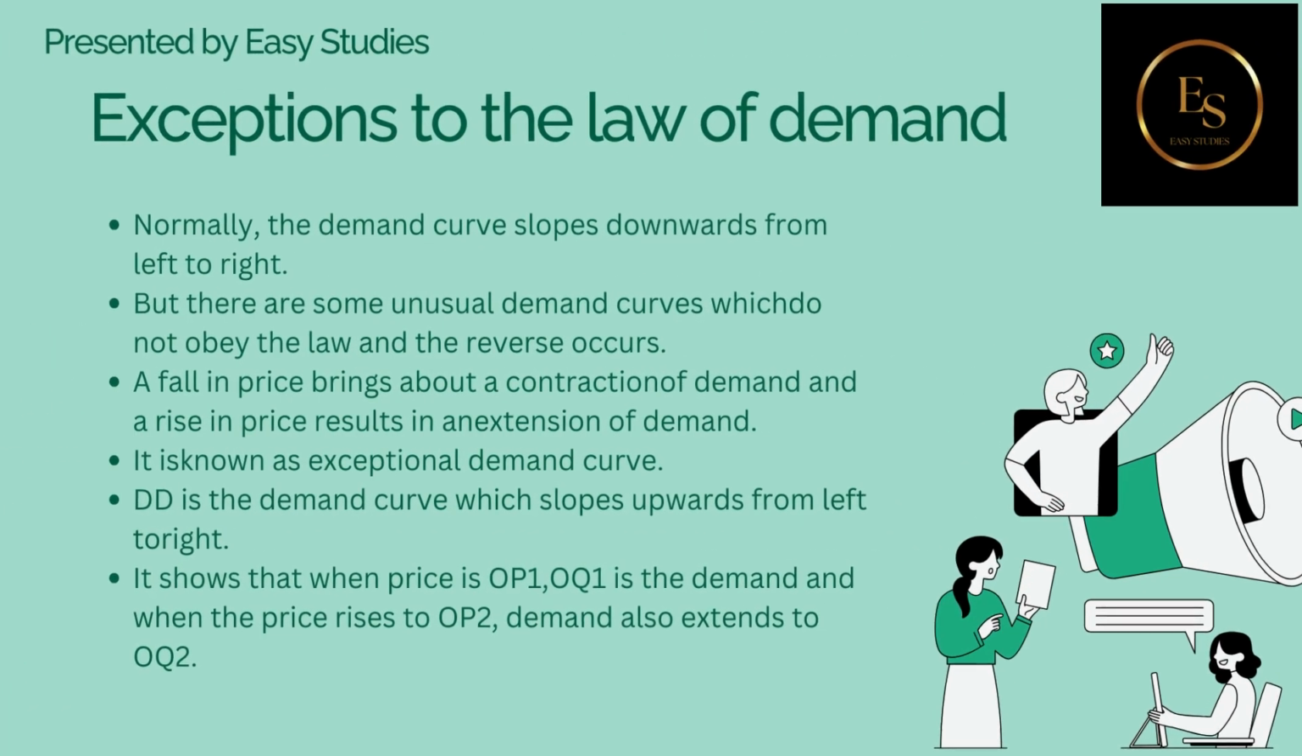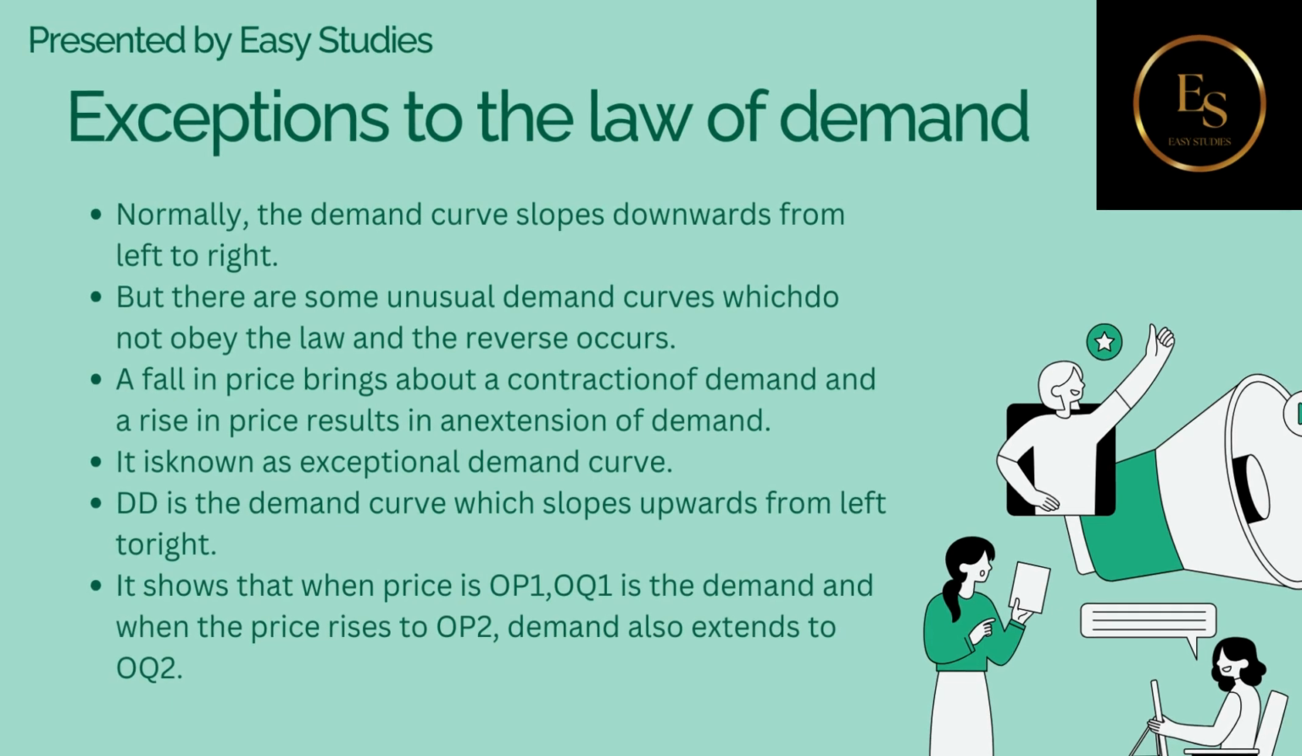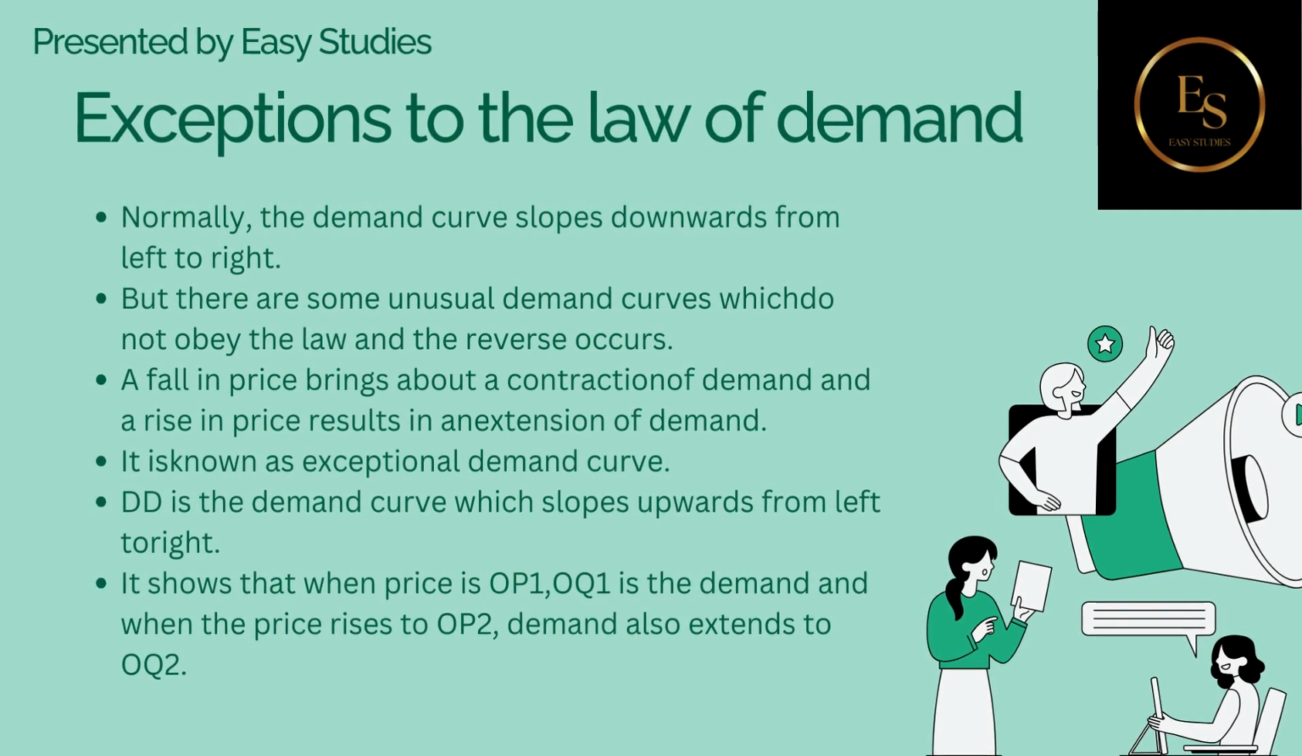Exceptions to the law of demand. Normally, the demand curve slopes downwards from left to right. But there are some unusual demand curves which do not obey the law, and the reverse occurs. A fall in price brings about a contraction of demand, and a rise in price results in an extension of demand. It is known as the exceptional demand curve.